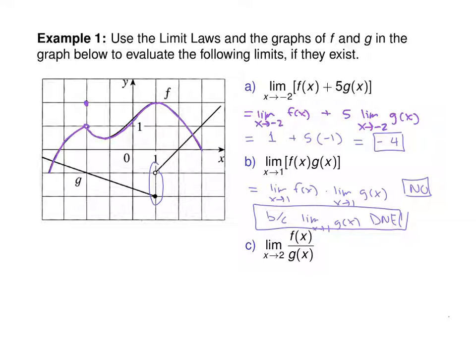Okay, so no. So we'd want to say this is the limit as x goes to 2 of f of x over the limit as x goes to 2 of g of x. And can we do it?